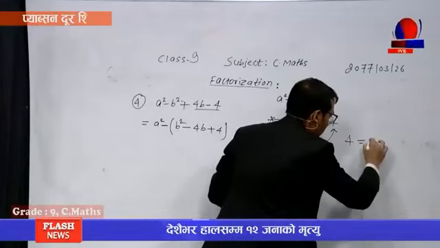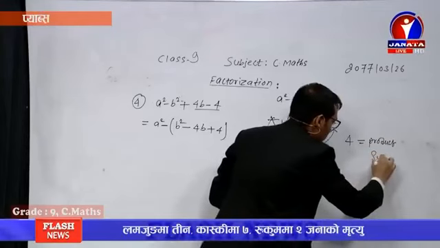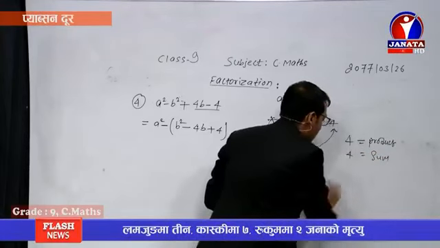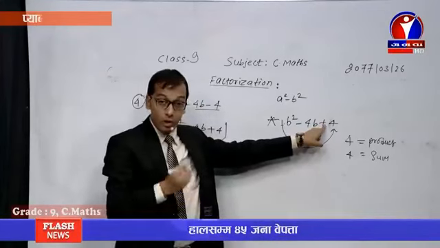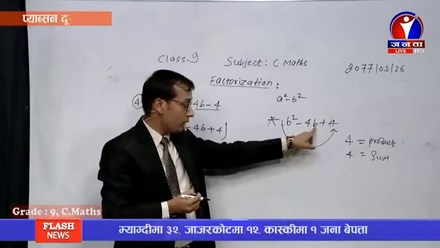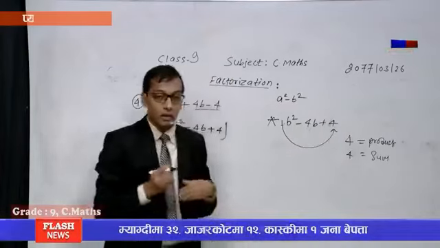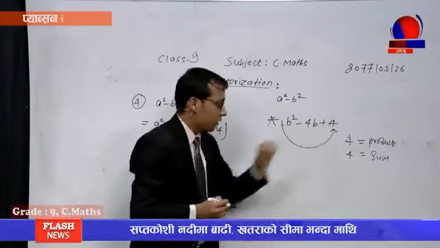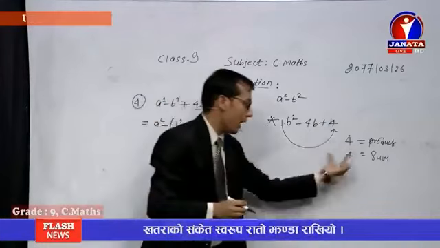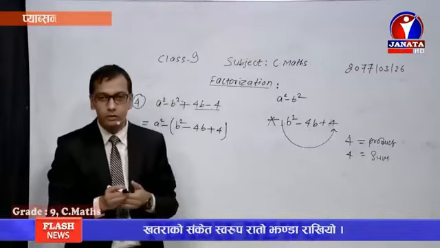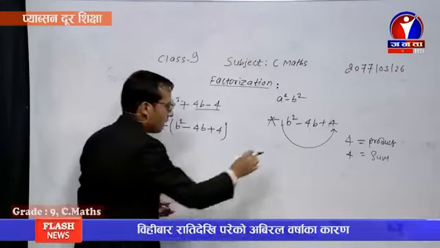Product is 4 and sum of two numbers is again 4, because this positive sign determines sum and the coefficient of the middle term is 4. That's why sum should be 4 and product is 4 times 1 is 4. Can we simply think what are two numbers whose product is 4 and sum is 4? It's simple, 2 and 2. So we can simply factorize this.